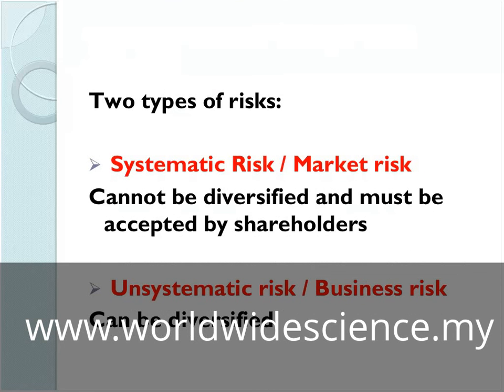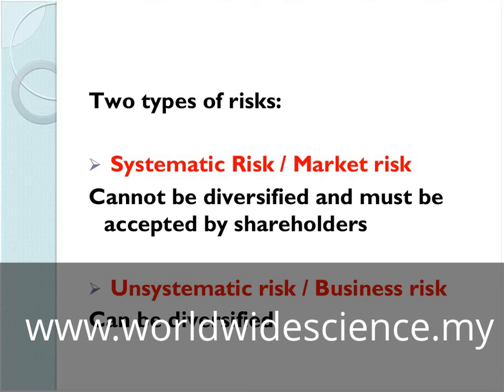We have two types of risk. As you can see, this is systematic risk, the market risk. It cannot be diversified and must be accepted by the shareholders. And we have unsystematic risk, or business risk, which can be diversified. What is business risk? It is the risk that can occur in your business, in your company. That is a risk which you can control and diversify, meaning you can, let's say, minimize your costs.